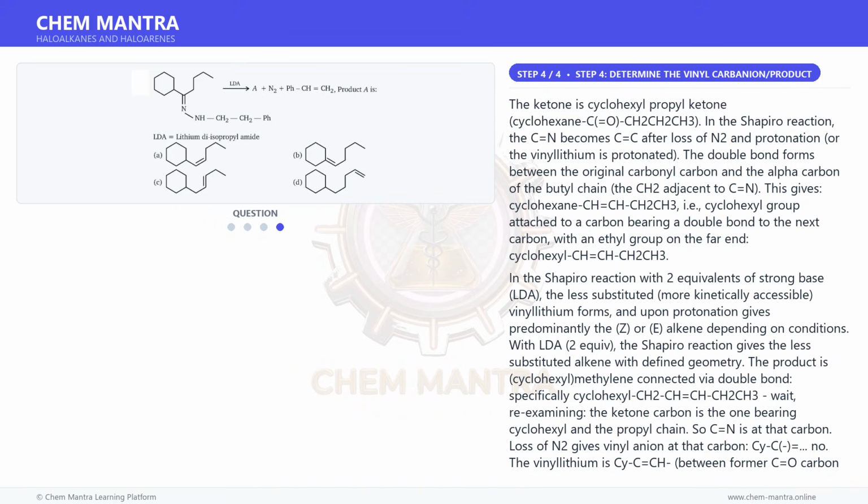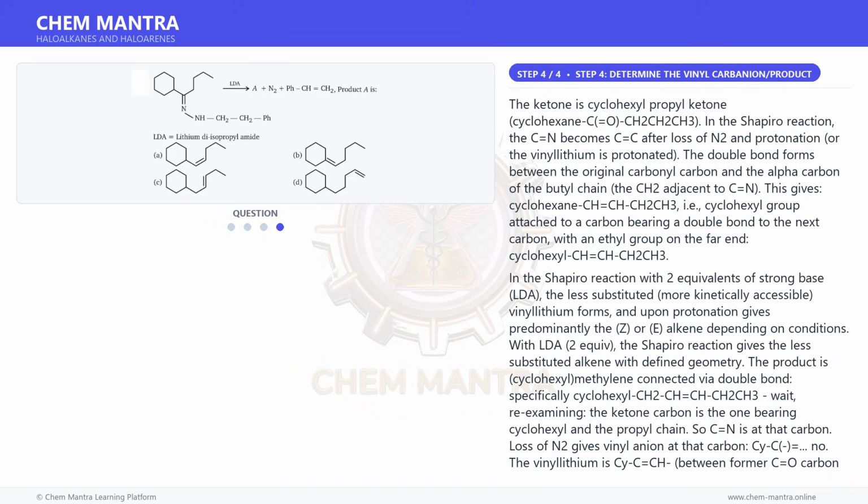re-examining, the ketone carbon is the one bearing cyclohexyl and the propyl chain. So C=N is at that carbon. Loss of N2 gives vinyl anion at that carbon. The vinyllithium is C=CH, between the former C=O carbon and the alpha carbon of propyl. This gives CyCH=CH, CH2CH3 after protonation, if 1H is available, or Cy-C=CH, CH2CH3, still attached to cyclohexane.